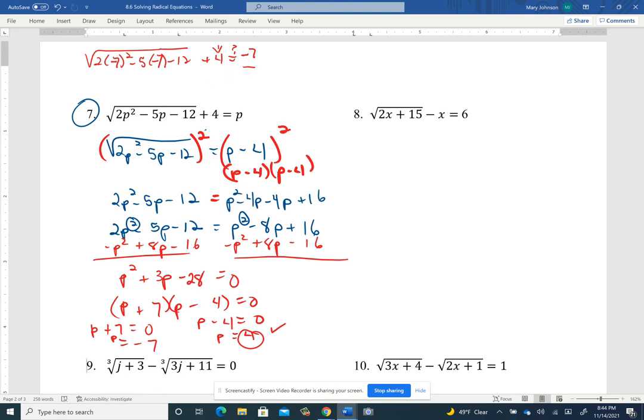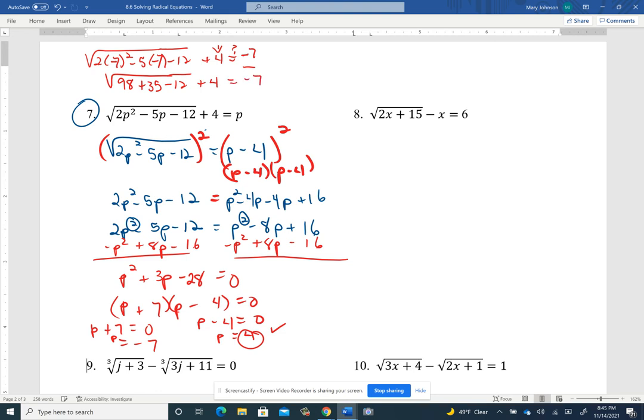And these answers, they could both work, they could both not work, or one might work and the other might not. So here I get square root of 2 times 49. So that would be 2 times 49. That would be 98 plus 35 minus 12. Then I'm going to add 4, and I'm supposed to get a negative 7.